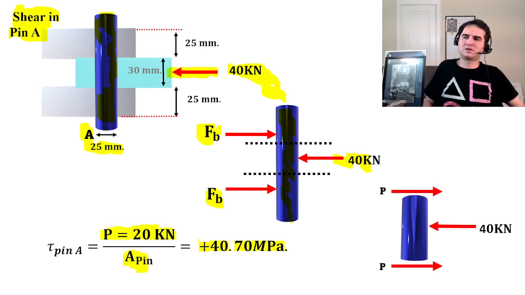And the area of the pin is identical to the other pin, which is a quarter of pi times 25 squared, and P, which is 20 kilonewton, half of that because of the effect of double shear. It just gives you 40.7 megapascal. And definitely that's due to the double shear condition, which you can easily see here.